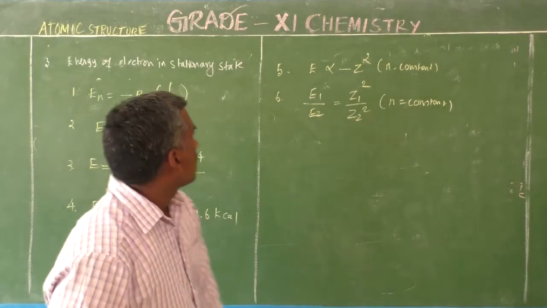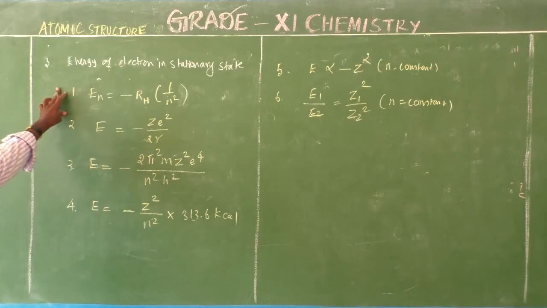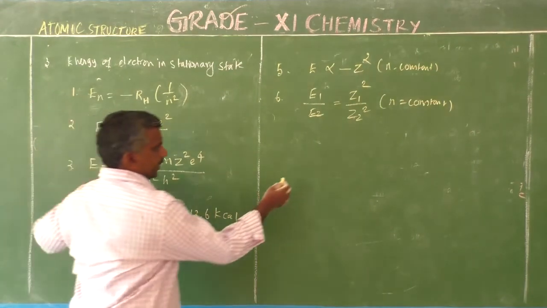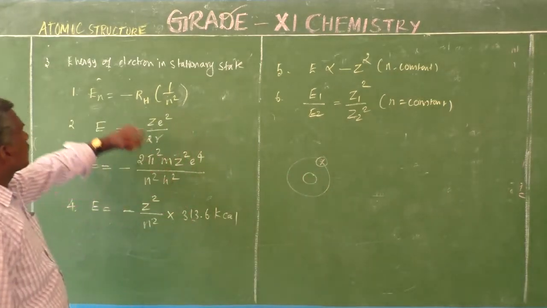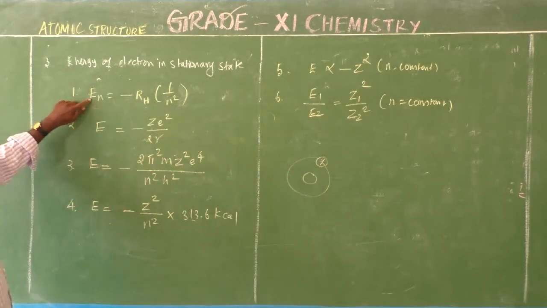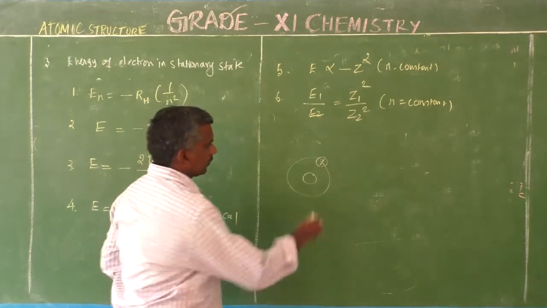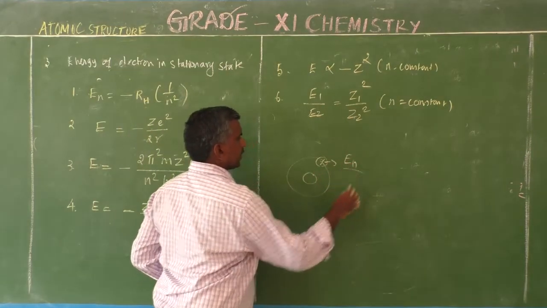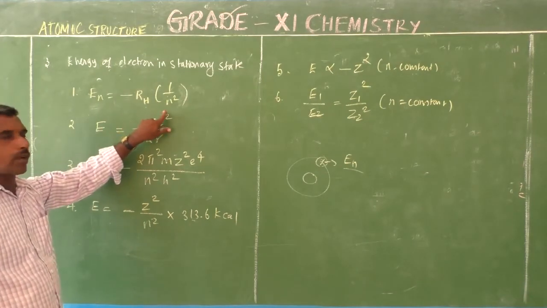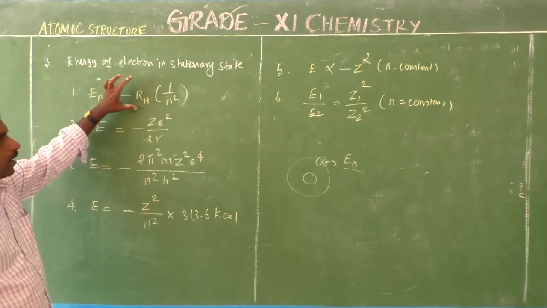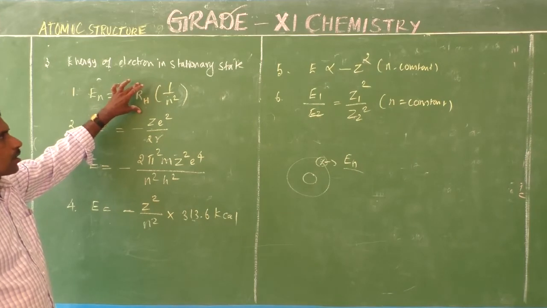Okay. So, the energy of an electron in a stationary state. That is, the electron is present in a shell. What is the energy of the electron? The electron energy En is equal to minus RH by n squared, where R is the Rydberg constant.